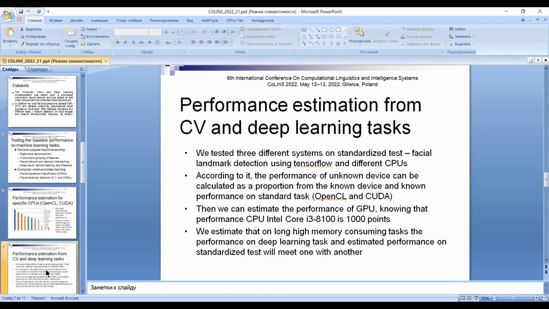So we compared our test systems with different CPUs, from very old ones to practically the newest ones. And then we estimated the performance for our test systems. Then we wanted to know what we can expect from a certain GPU, because our task was to get real-time performance on a specific task: 30 or 60 frames per second on video from a webcam.